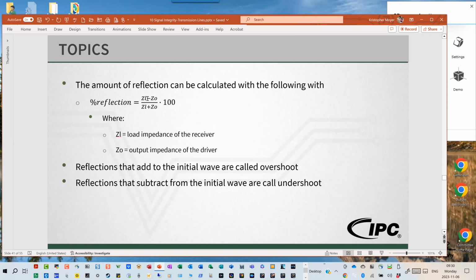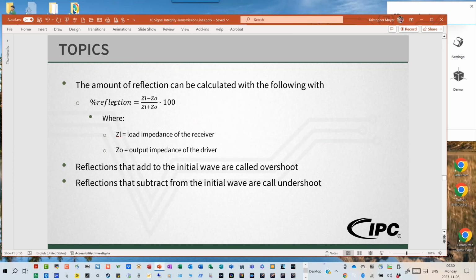So if Z load is 50 ohms, that's our transmission line, and our output will be the sum of our actual driver impedance plus the series termination. If this is 50 and this is 50, that's 0, right? 50 minus 50 is 0, divided by 50 plus 50 is 100. 0 over 100 is 0. 0 times 100 is 0. I get 0 reflection, right?